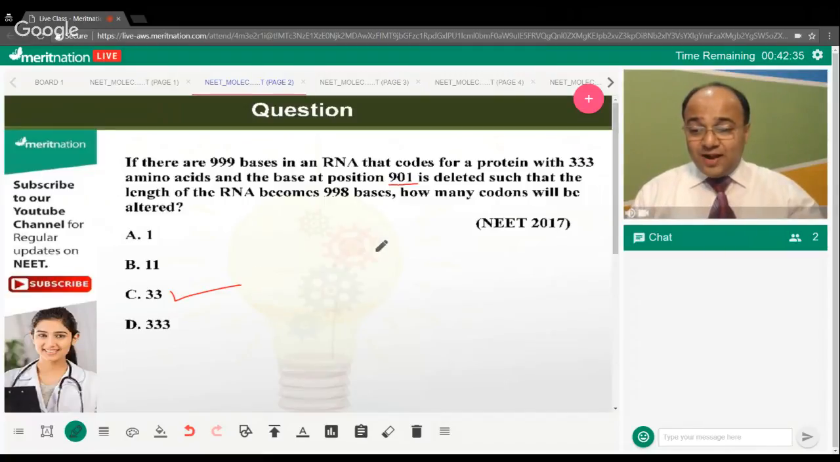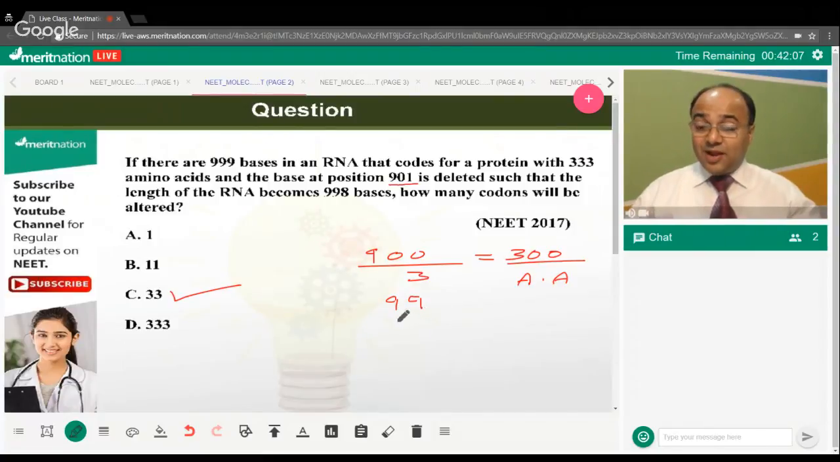So 900 nucleotides divided by 3 will mean 300 amino acids, right? And the 901st is deleted. It's not altered, it has been deleted. So in total, the next 99 nucleotides have been affected. From 999 it became 998. And 99 divided by 3, that means 33. So the next 33 amino acids will be altered.